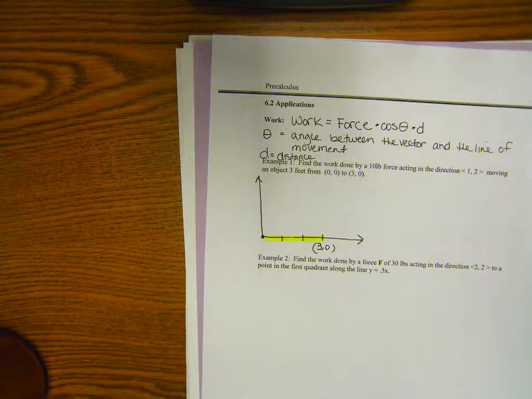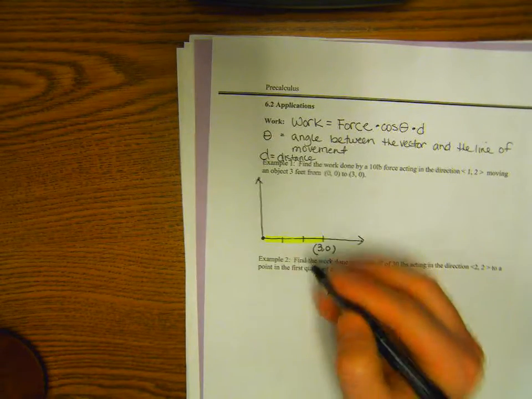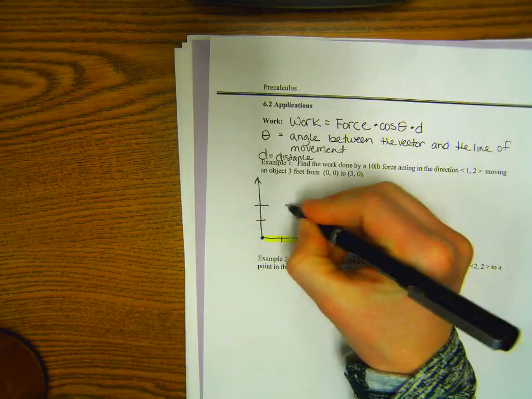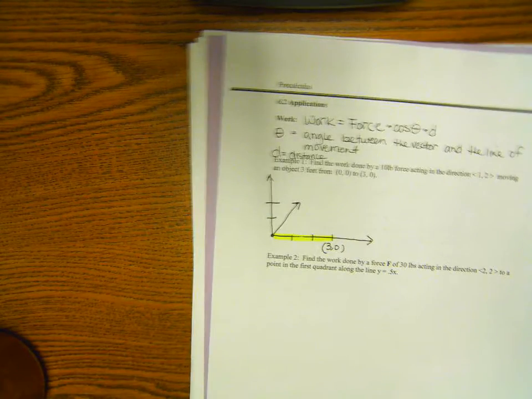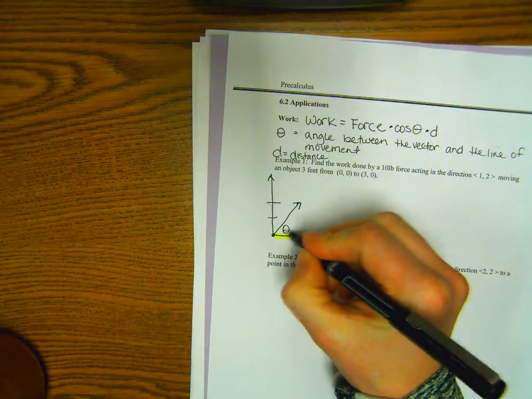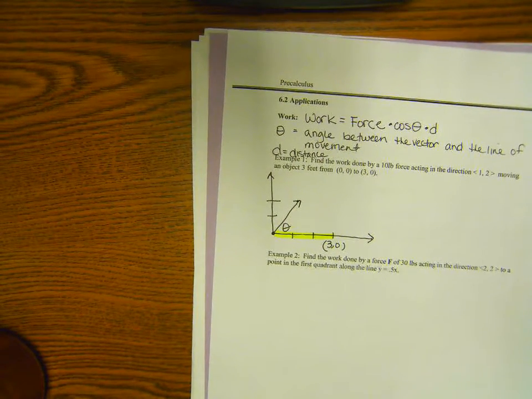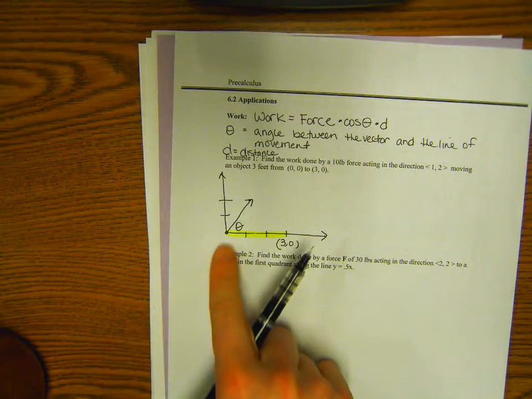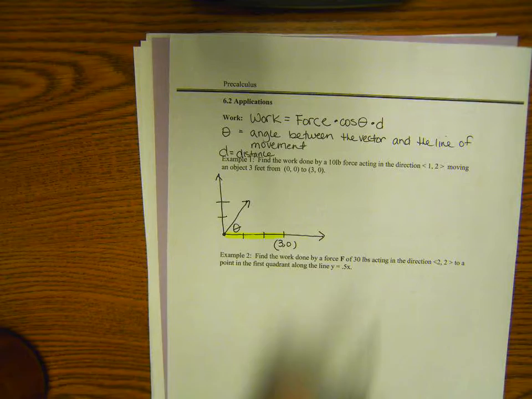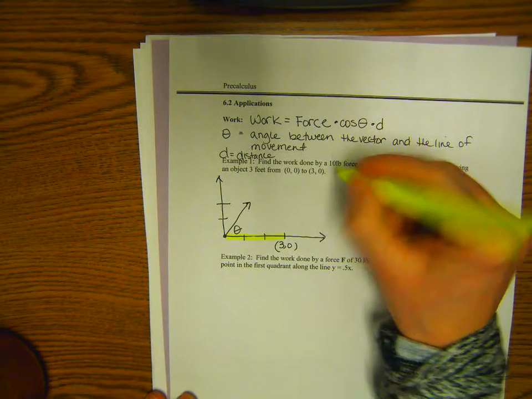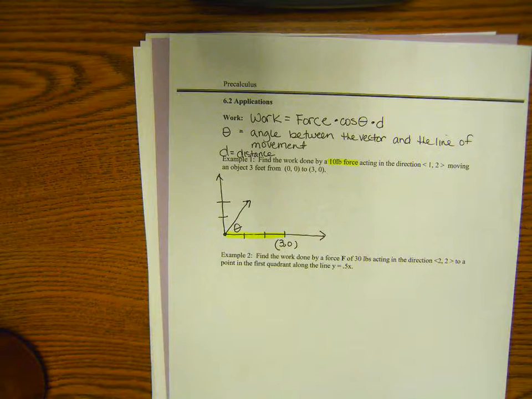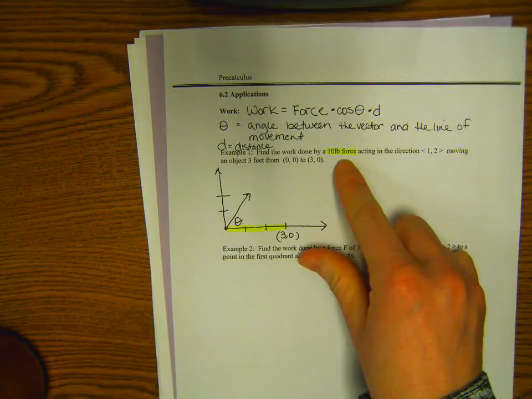Now I give you the vector, and we're going to have to use something that we've done over the last couple days to find theta. So I have a vector of (1, 2), so that's the angle that the force is pulling, so this is theta. So I do have to find theta, right? Because I have the distance is 3 feet, I have the force, 10 pounds. Essentially what I'm doing with that cosine of theta is I'm figuring out how much of that 10-pound force is acting in that same direction.